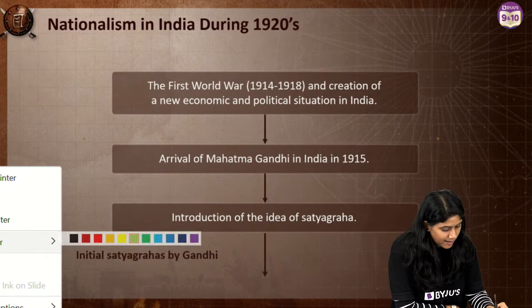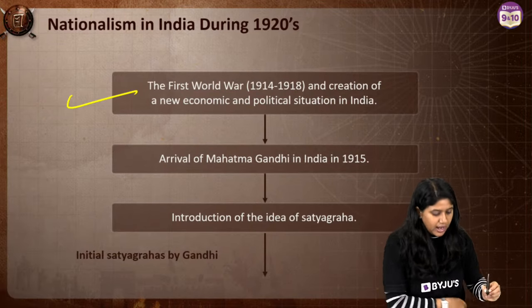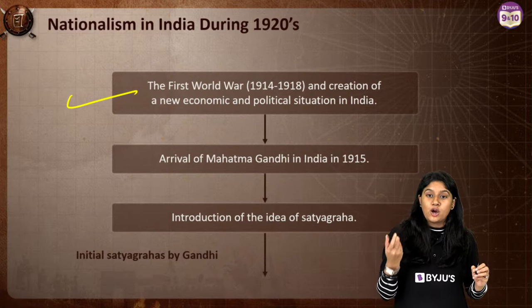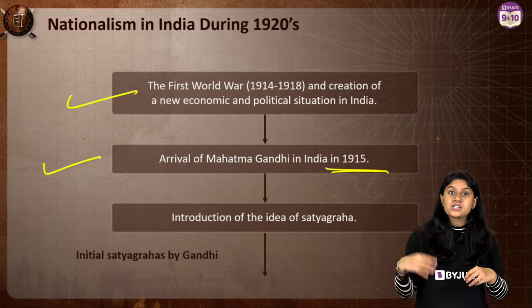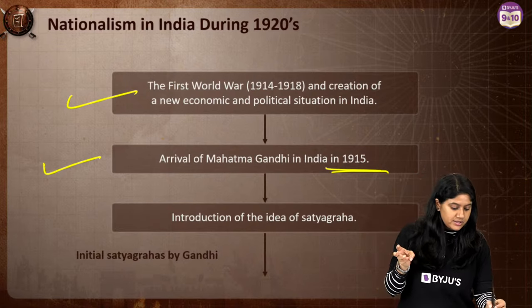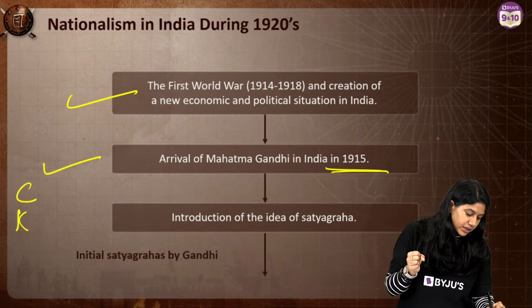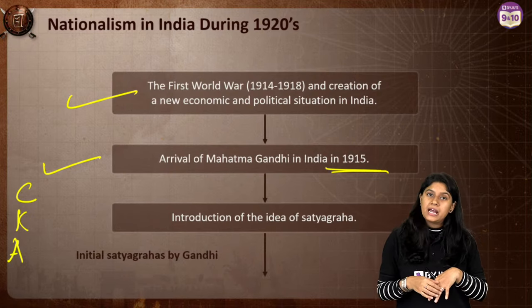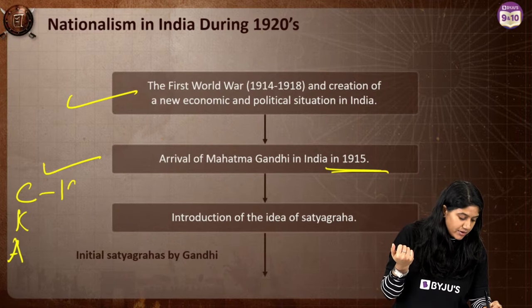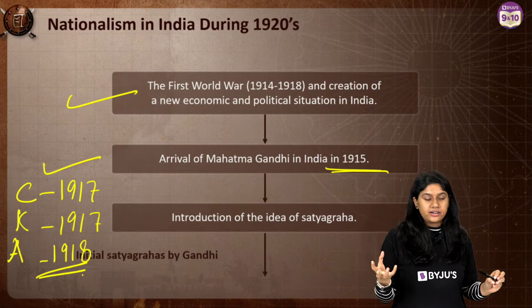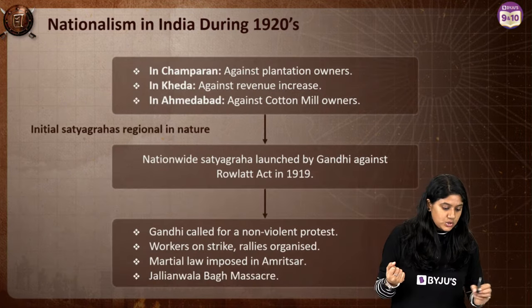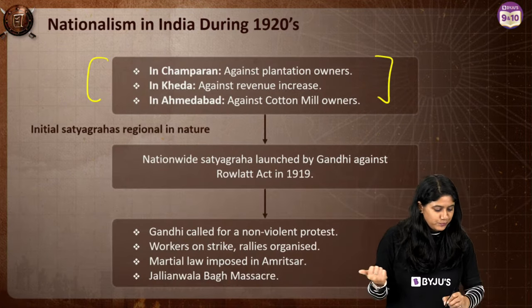World War One happened in which year, the impact of it, how it affected the situation of a country economically. Then the arrival of Gandhiji in the year 1915, the initial Satyagraha at three different places: Champaran, then we have Kheda and Ahmedabad, right? And in which year? In 1917 and 1918, okay? Initial Satyagraha movement.